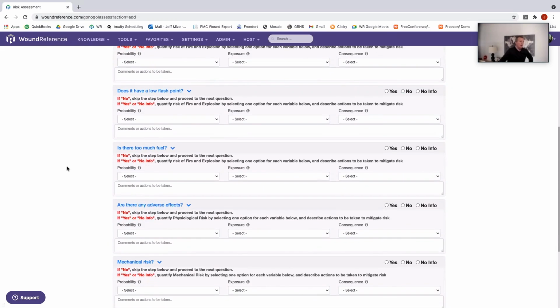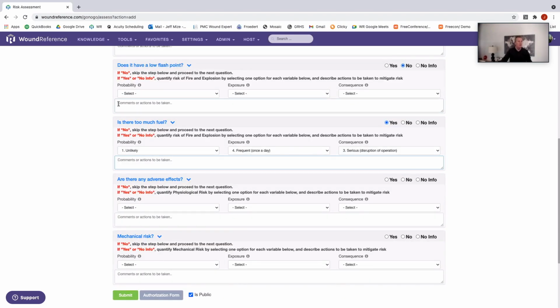Does this particular product have a low flash point? The Zeroform safety data sheet didn't give us that information, but the petroleum jelly safety data sheet did. In fact, it states that petroleum jelly's flash point is 212 degrees Fahrenheit, which is not considered a low flash point. So again, we will answer no.